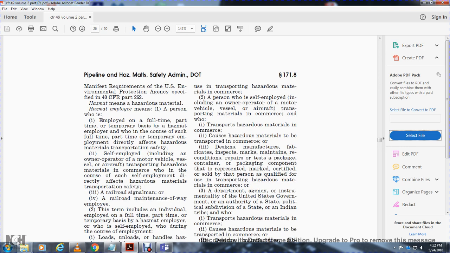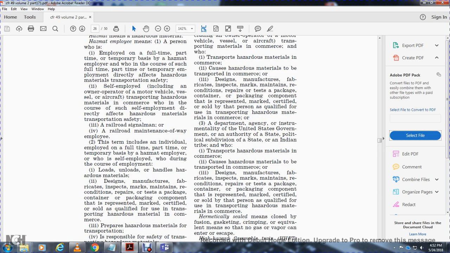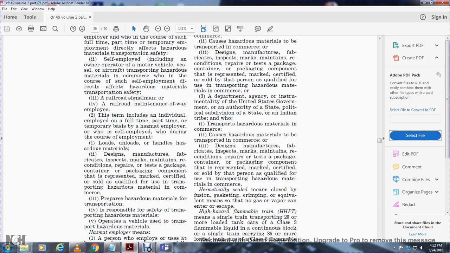Four, three, a department, agency, or instrumentality of the United States government, or an authority of a state, political subdivision of a state, or Indian tribe, that transports hazardous material in commerce or causes hazardous material to be transported in commerce, or designs, manufactures, fabricates, inspects, marks, maintains, reconditions, prepares, or tests a package or component represented, marked, certified, and sold by a person qualified for the transportation of hazardous material in commerce.